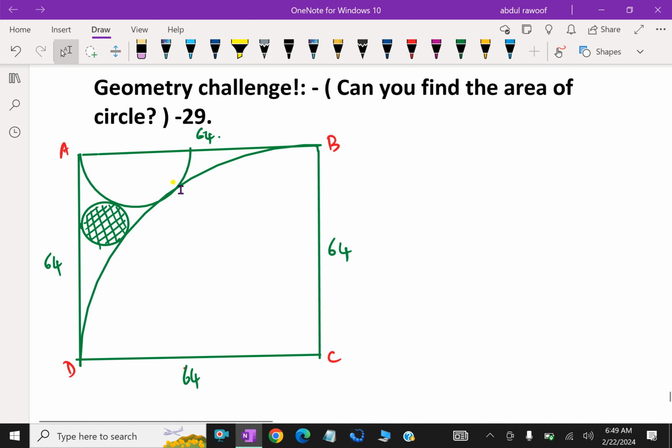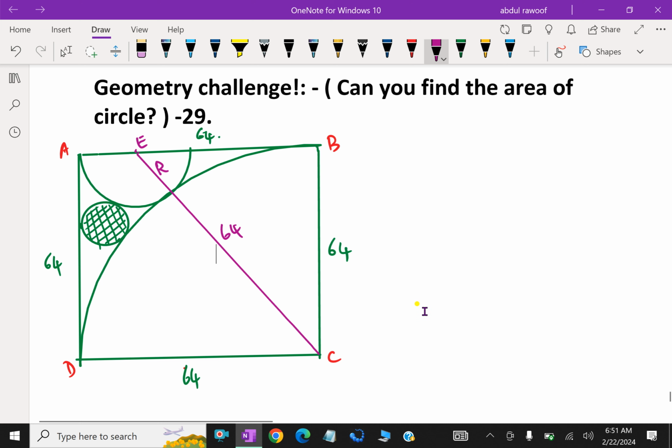For that, we first have to join the center E and the corner C. Now let the radius of the semicircle be capital R, and the radius of the quarter circle must be 64, because the side of the square is given as 64.